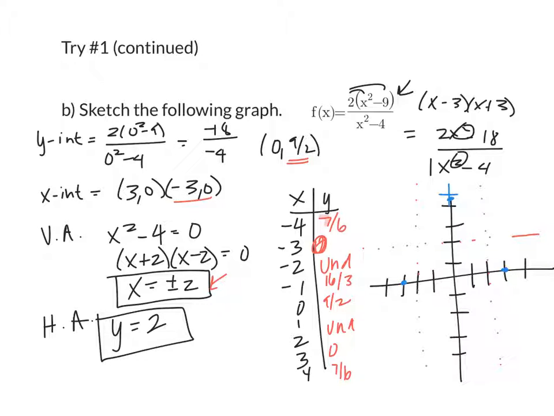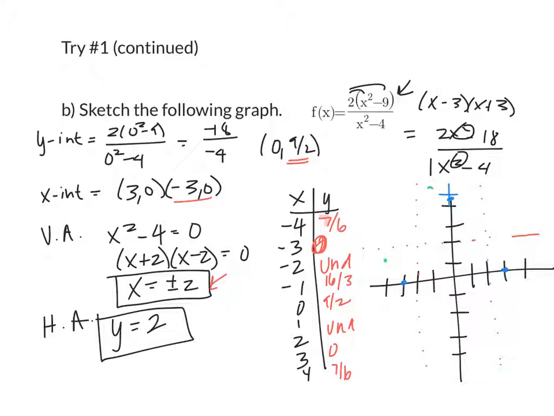So negative 4 and 7/6. 7/6 is just a little bit above 1. It's 1 and 1/6, so that's about here. We already have negative 3, 0. We already have negative 2 is undefined. Negative 1 and 16/3. 16/3 is like 5 and 1/3. So at negative 1, it's about 5 and 1/3. So it's just a little bit higher than what I had.